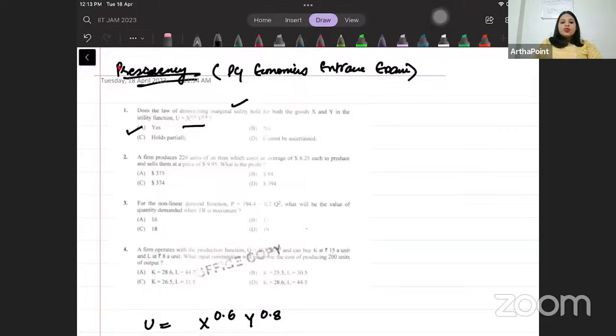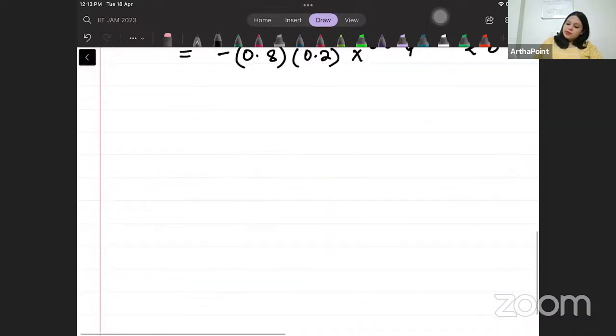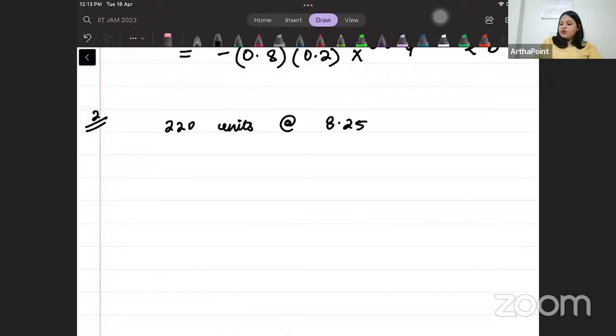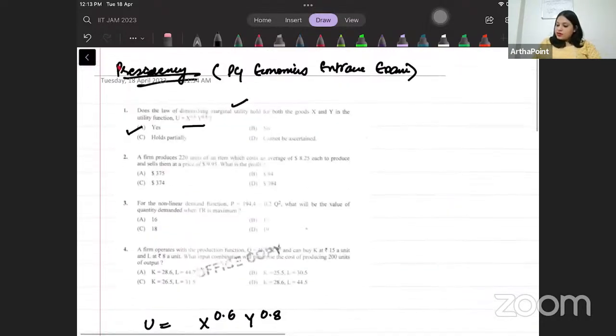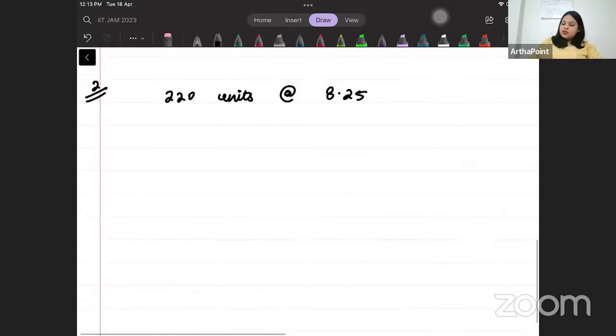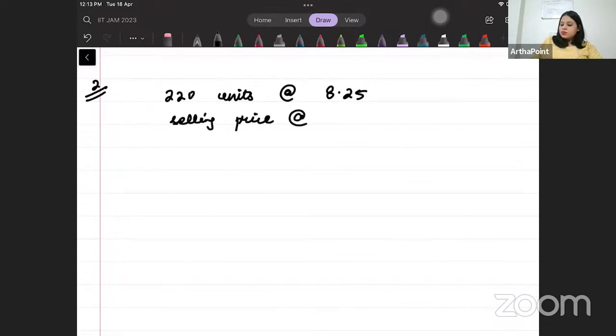A firm produces 220 units of an item which cost an average of 8.25 to produce, and sells at the price of 9.95. It is asking what is the profit of the firm. Very simple, beta. Calculate the revenue of the firm, calculate the cost of the firm, and subtract the two things.